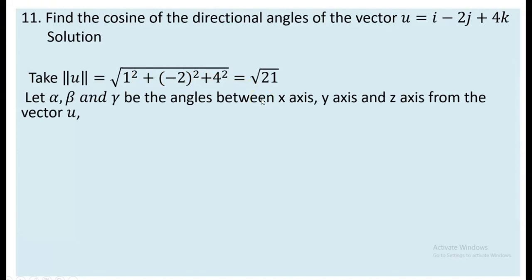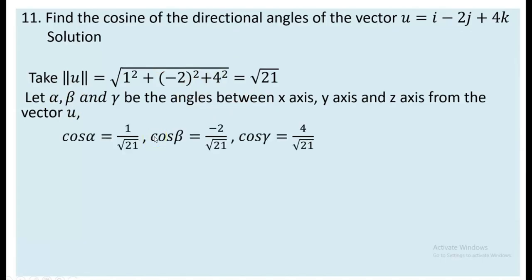So let's assume that alpha, beta, and gamma are the angles between the vector u and the x-axis, the y-axis and the z-axis. From the cosine of directional angles, we know that cosine of alpha is going to be the i component, that is to say the x component, which is 1, the coefficient is 1, divided by the norm, which is radical 21. And cosine of beta will be the j component, which is minus 2, divided by the norm, radical 21. And cosine of gamma is the z component, which is 4, divided by radical 21.